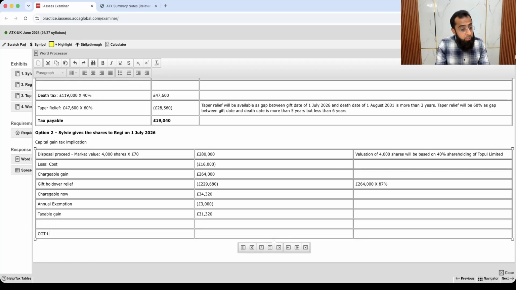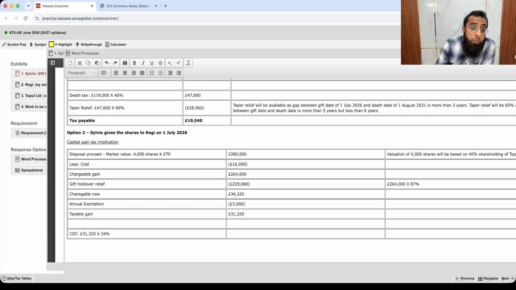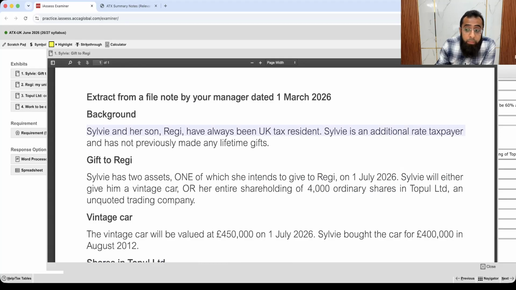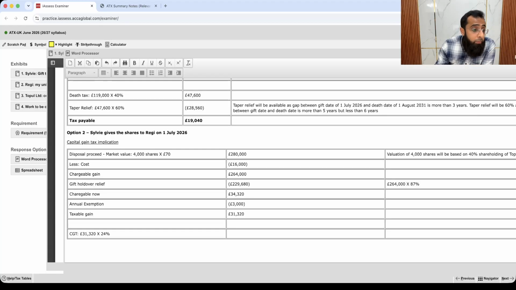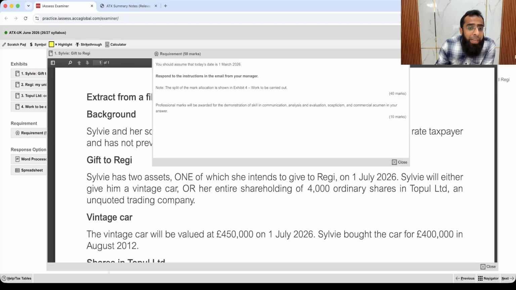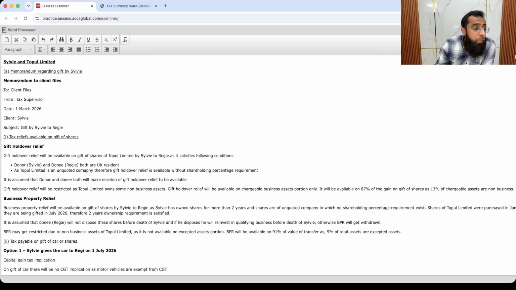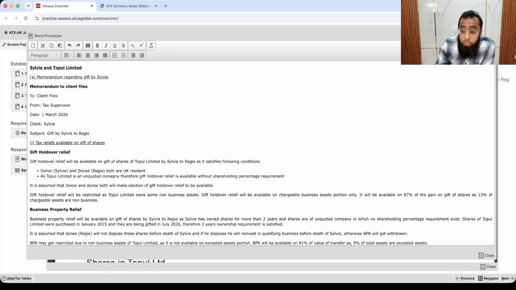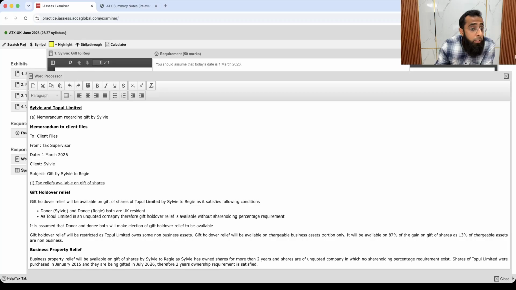What will be your CGT? 31,320 into 24%. Why 24%? Because Sylvie is an additional rate taxpayer, if you remember. See, remembering these small things is very important. Remembering these small rules is the most important thing, because at the end of the day, ATX is all about remembering the rules. Sir, how will we remember the rules? By practicing, by using the summary notes, by revising them regularly.